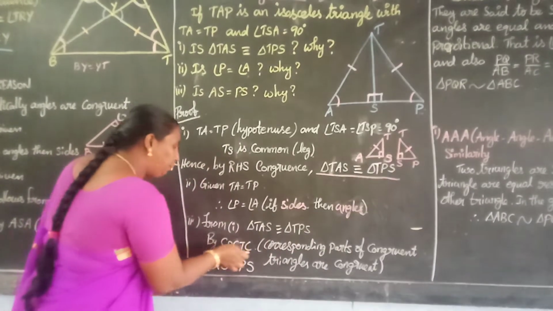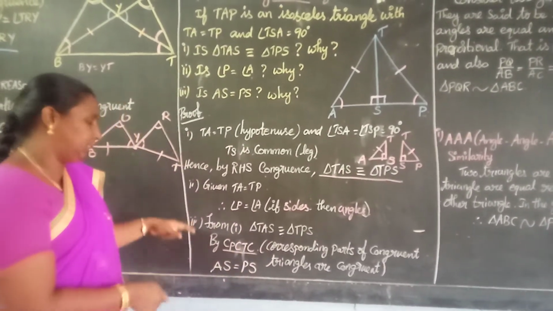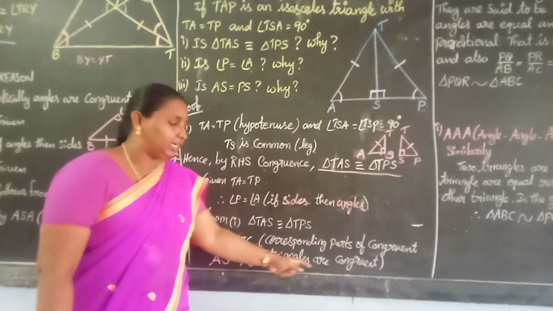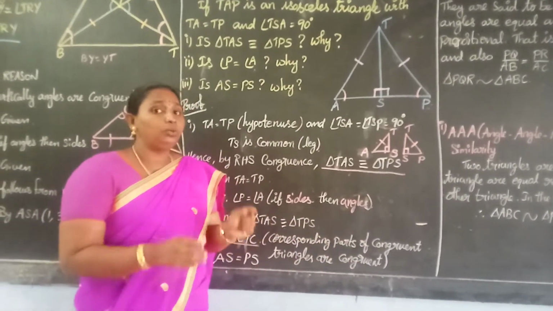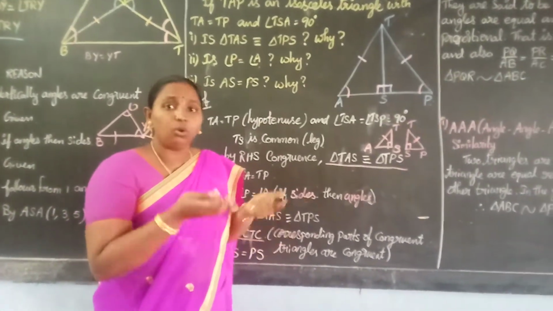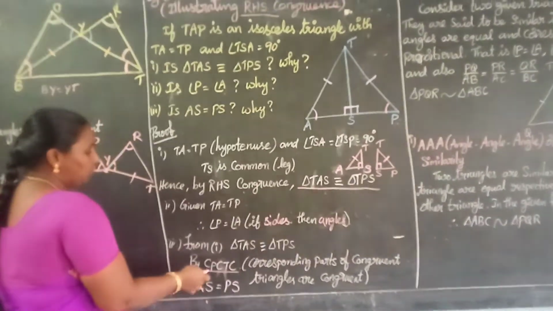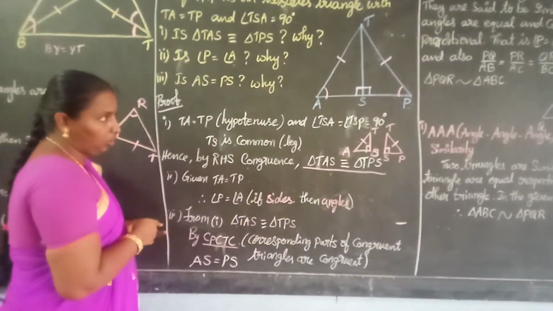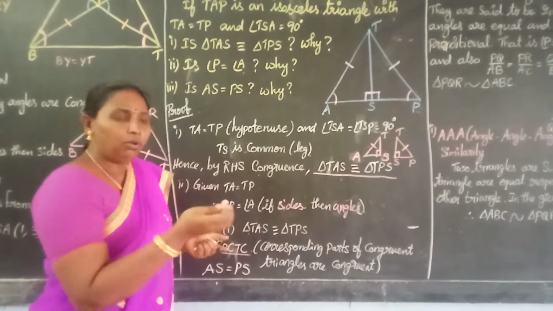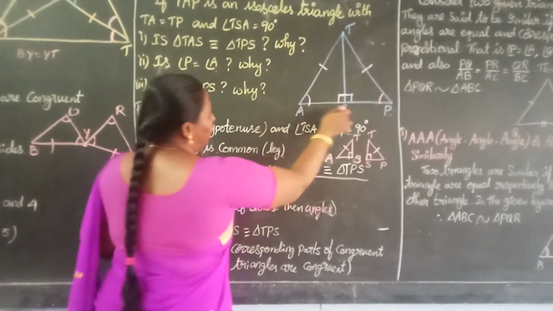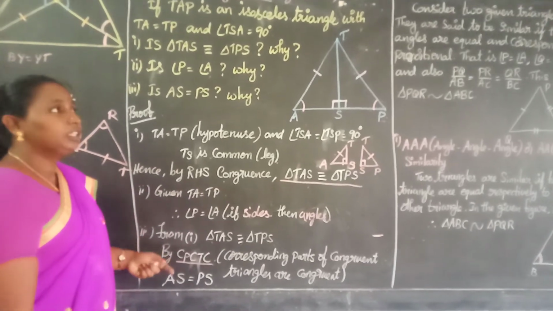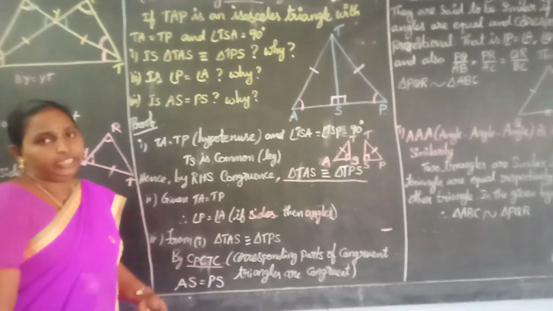So we know CPCTC. What is meant by CPCTC? Corresponding parts of congruent triangles are congruent. If two triangles are congruent, then the corresponding parts are also congruent. So here these two triangles are congruent. Now definitely the corresponding sides are also congruent. So you can write AS equal to SP or PS. Okay, did you understand this? Shall we move on to the next topic?